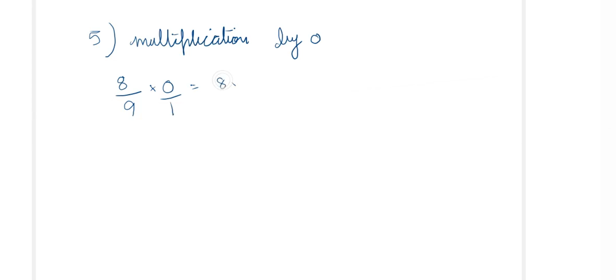So now we'll multiply our numerators and then multiply our denominators. So 8 into 0 is 0, 9 into 1 is 9, 0 by 9. Any number when it is going to divide 0, you will be getting 0. So multiplication by 0 is 0. That is, the product will be 0 when any rational number is being multiplied by 0.